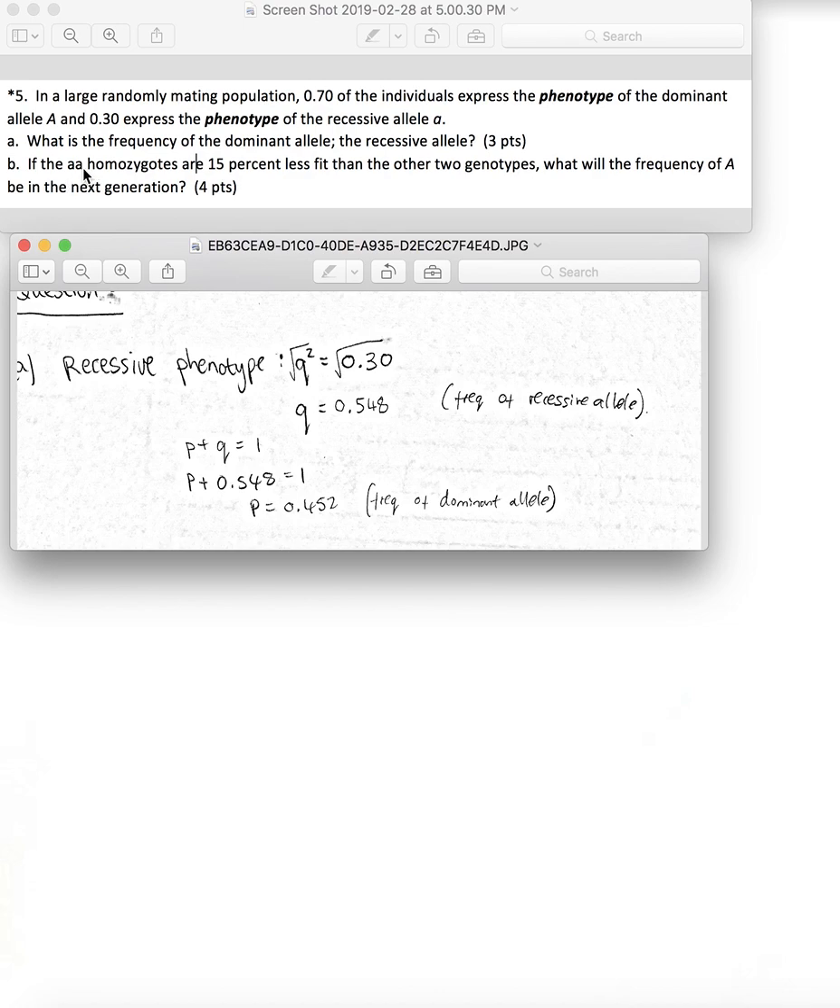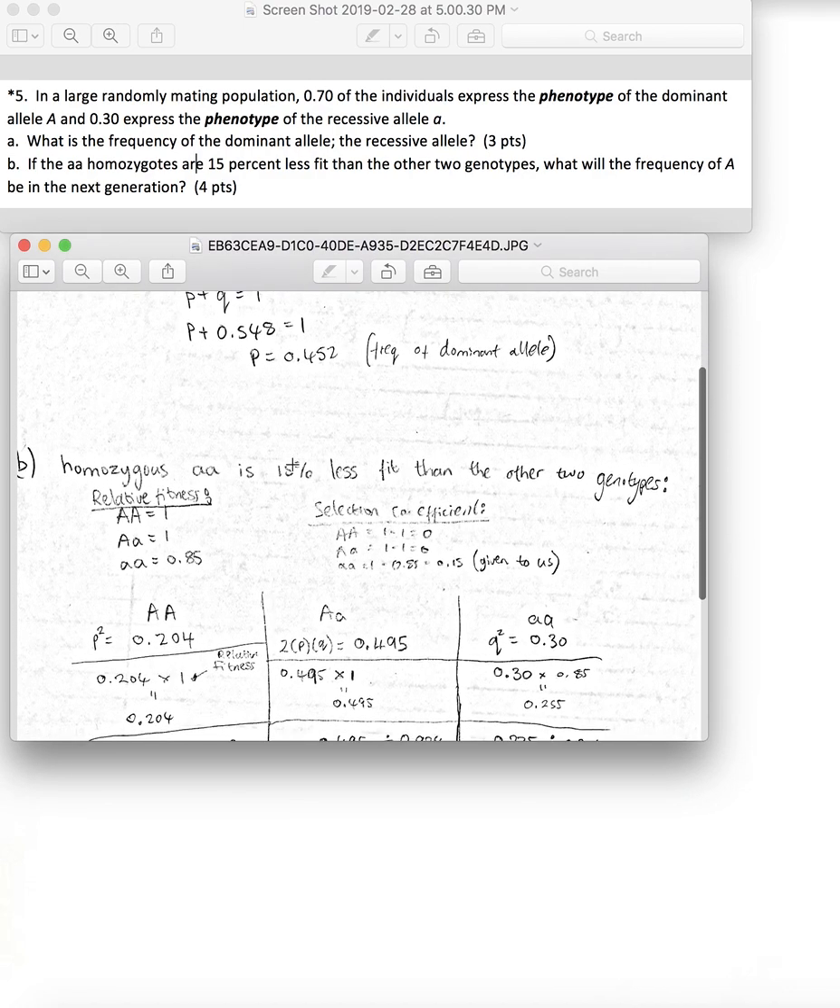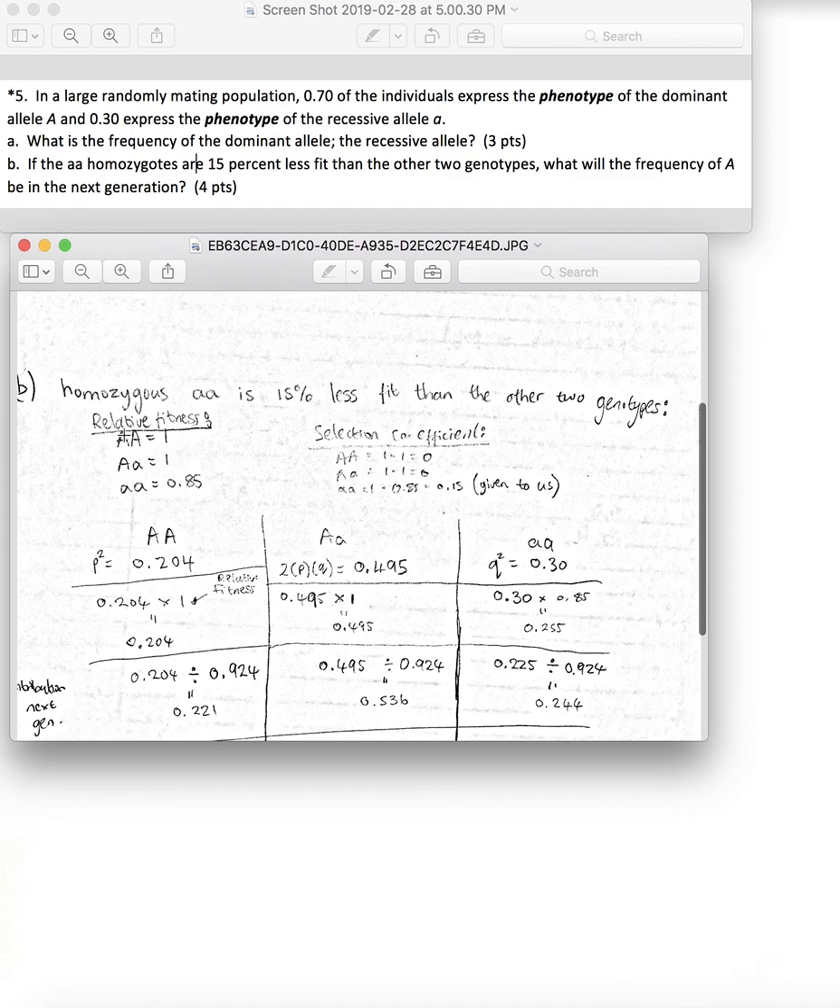And for part B, it says if the homozygous recessive are 15% less fit than the other two genotypes, what will be the frequency of big A in the next generation? So I read this and I thought that the homozygous recessive is 15% less than the other two genotypes, and the other two genotypes are the same, so I made that equal to 1, as you can see here. I made the relative fitness of homozygous dominant and heterozygous both equal to 1, and then the homozygous recessive would be 0.85, which is 15% less than both of those. Here's the selection coefficient, but that was just extra that I added in.